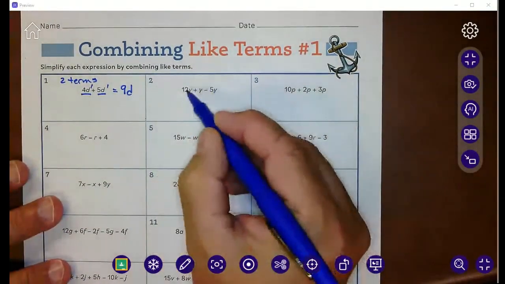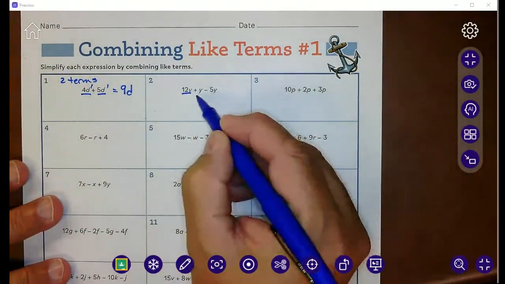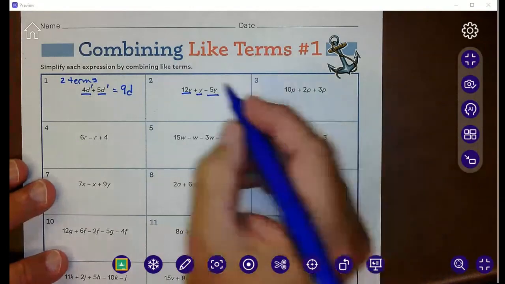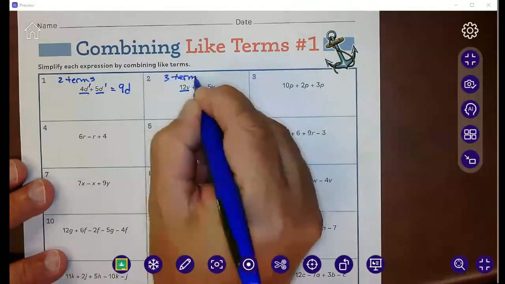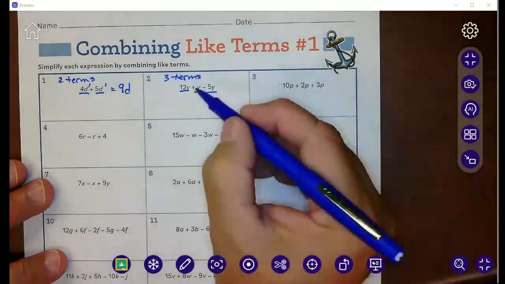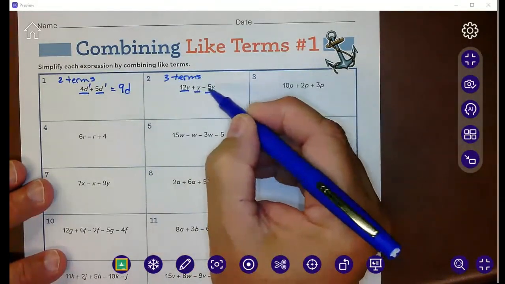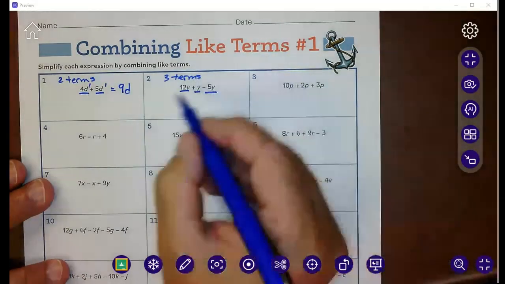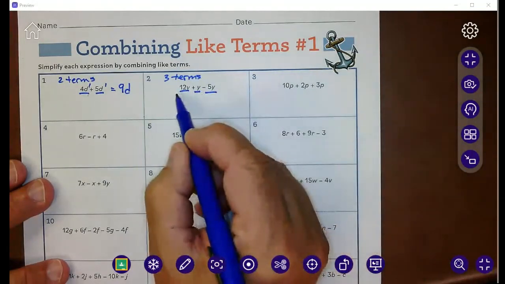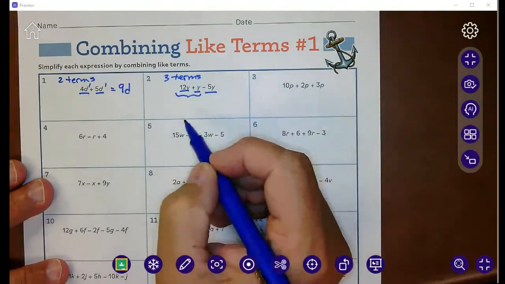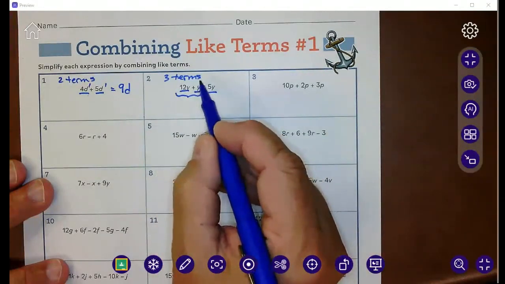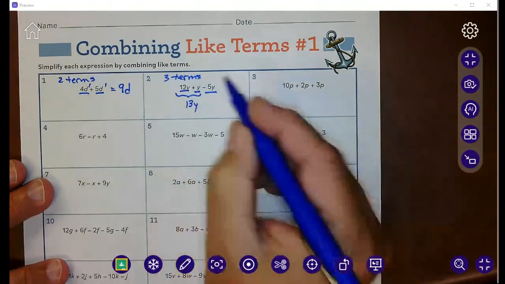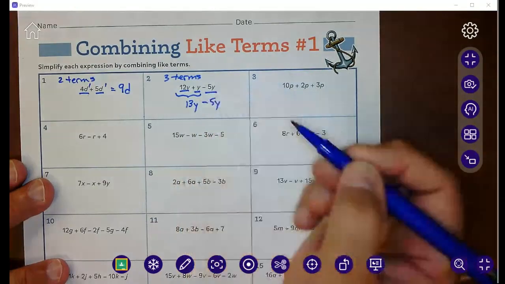On number 2, I have 3 terms, 12y, 1y, and negative 5y. Because all 3 terms have the same variable to the same power, y to the first, y to the first, y to the first, I can put these together. If I add the first 2 of these together, 12y, and there's an understood 1 in front of that y, 12y and 1y would be 13y minus 5y.